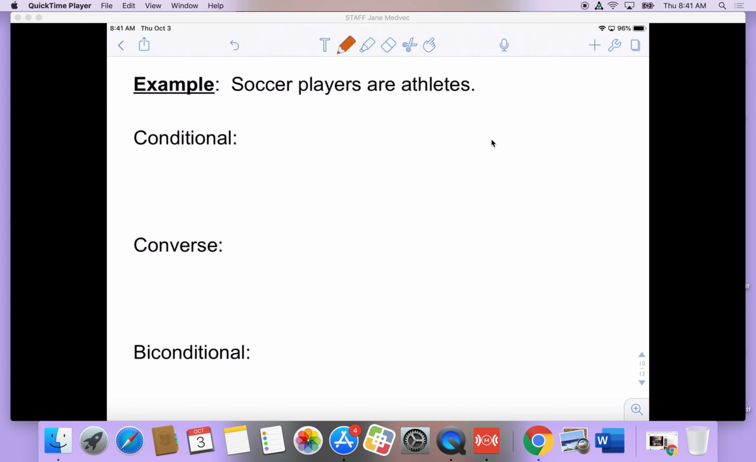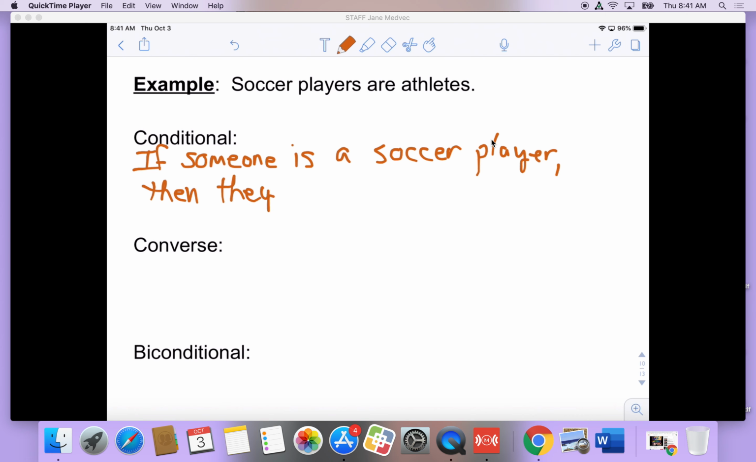Okay. So first of all, soccer players are athletes. So how would I write that as an if-then statement? If someone is a soccer player, then yes, they are athletes. And it's key to get this one right.